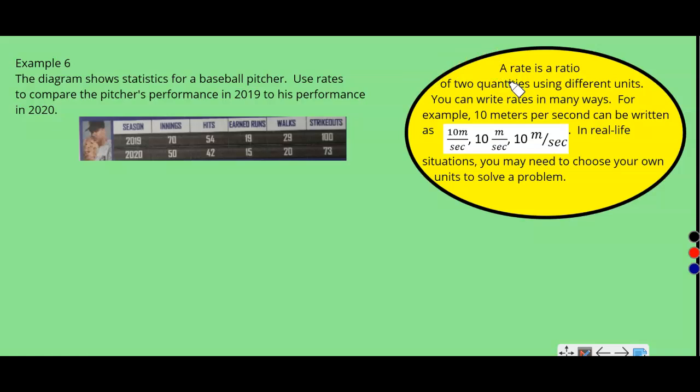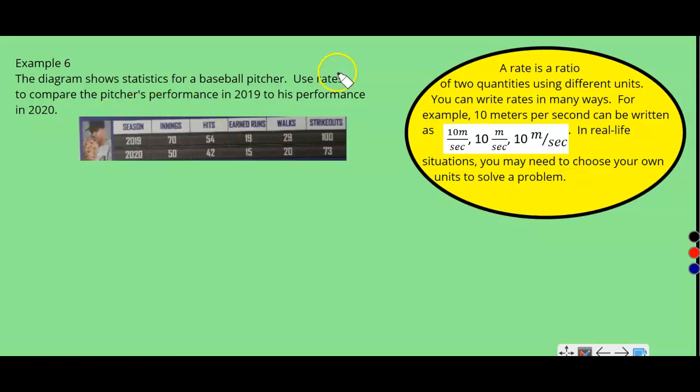So it says a rate is a ratio of two quantities used in different units. You can write rates in many ways. For example, 10 meters per second can be written as 10 meters per second, 10 m/s, or 10 meters/second. All of these are very similar. They all mean exactly the same thing. They're just written slightly differently. In real life situations, you may need to choose your own units to solve.